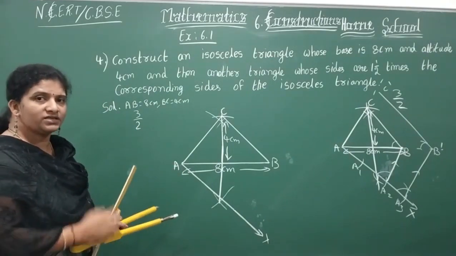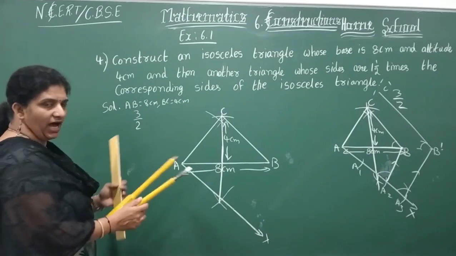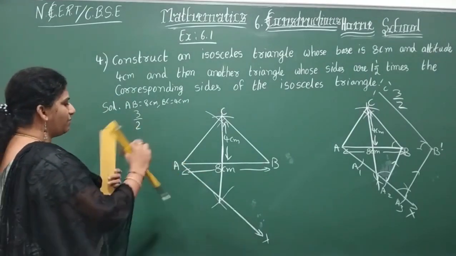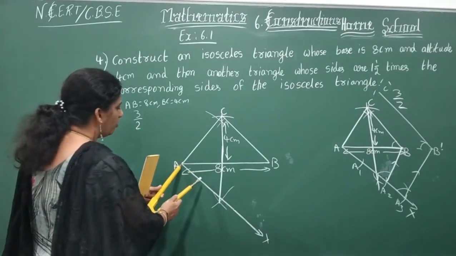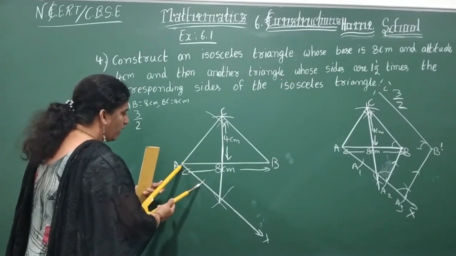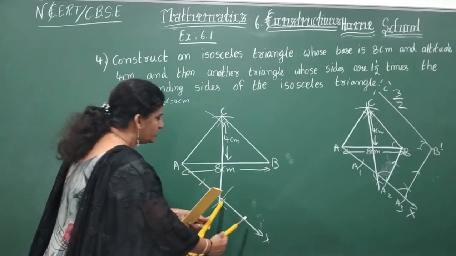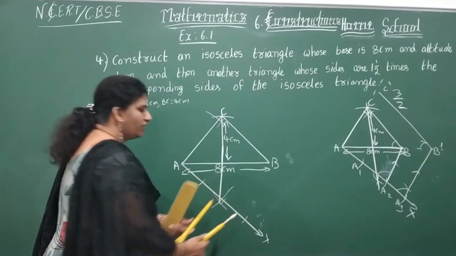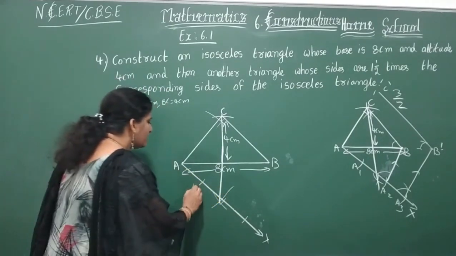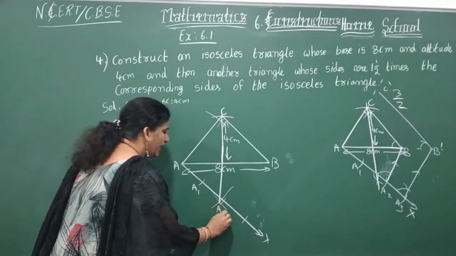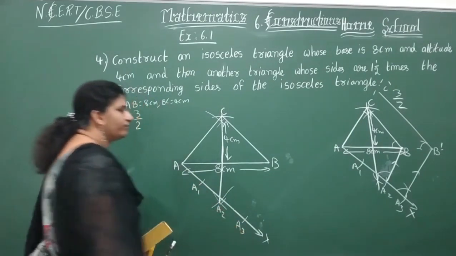So how many arcs do we need to do here? 3 arcs. Now with some measurement you take here. Only 3, a little big I'll take. 1, 2, you should not move this. 3. So mark this as A1, A2, A3.